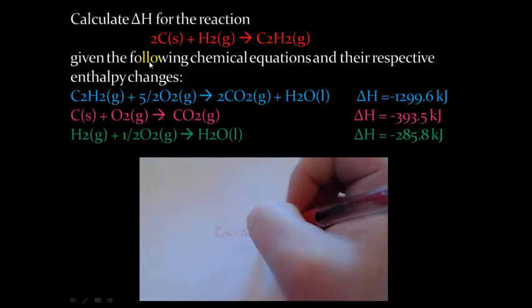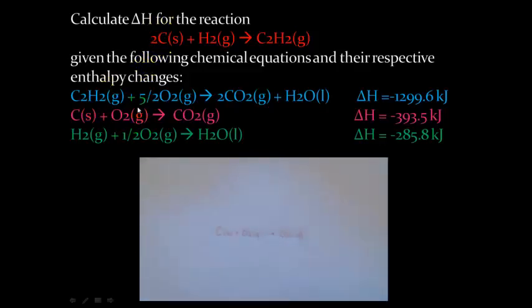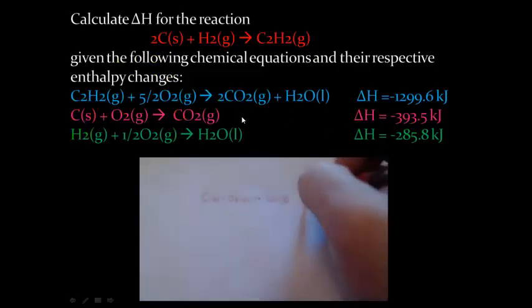So the first thing you should do is look for one of the reactants. So we know we want carbon, and the only equation that has carbon in it is the second one. So we're going to write it out. And the delta H for that reaction is negative 393.5 kilojoules. However, we want two carbons, so we need to multiply this entire equation by 2.